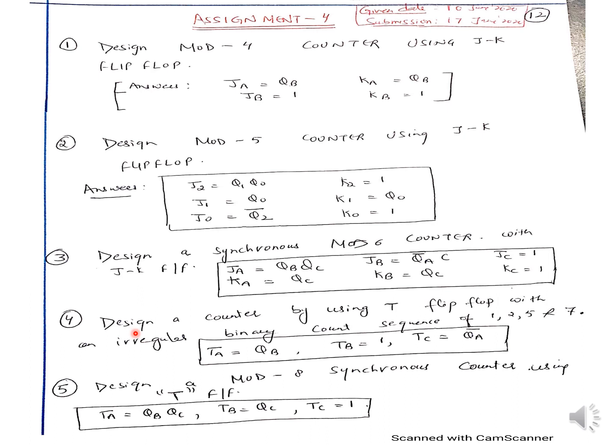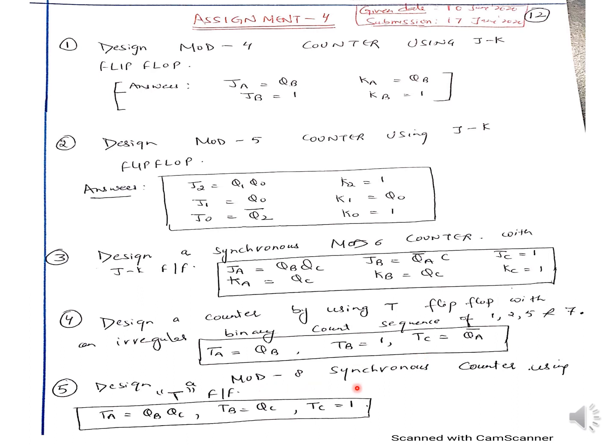Question number 4. Design a counter by using T flip-flop. Now you have to use the T flip-flop, no JK flip-flop, with an irregular binary count sequence of 1, 2, 5 and 7. So it will count 1, then 2, then 5 and then 7. Okay, and then after 7 it will again count to 1. Okay, so make the state diagram like this and use the rest of the states as don't care states. The answers I have given here for verification.